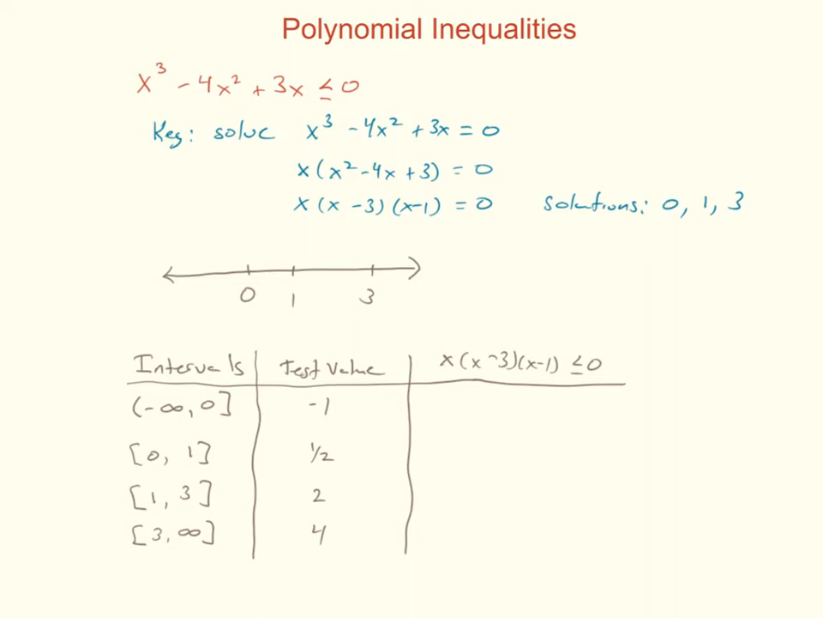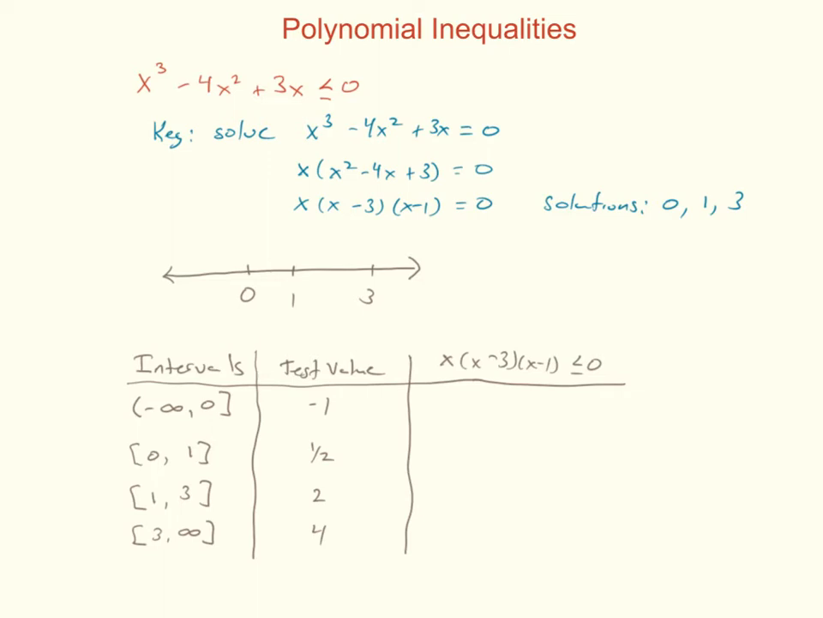If it's true, we'll include it. If it's false, we won't. So in this case right here, I have x cubed minus 4x squared plus 3x is less than or equal to 0. So I've got to solve this one. I pull out the factor of x, I factor it, and I find that the polynomial is going to be equal to 0 when x is 0, 1, and 3. Now, because this is a less than or equal to, it's including the endpoints, so we know that we are going to be including the endpoints when we break this up.